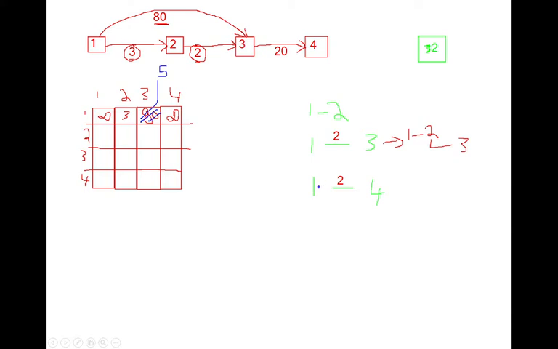Then we will try to see if we place 2 between 1 and 4, whether there is a path. From 1 we go to 2, that we can do, but from 2 there is no direct path to 4. So in that particular case, this distance will not change, right? So this is how this algorithm works.